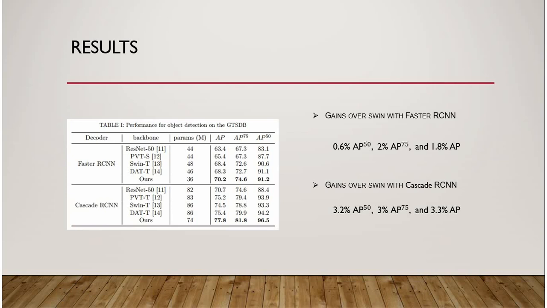From Table 1, our method has the highest mAP when using Cascade RCNN as the decoder, obtaining 77.8% average precision, 81.8% average precision for 75 IOU, and 96.5% average precision for 50 IOU when training only 36 epochs, which means our method improved 2.1 mean average precision on Faster RCNN and 2.4% mean average precision on Cascade RCNN.